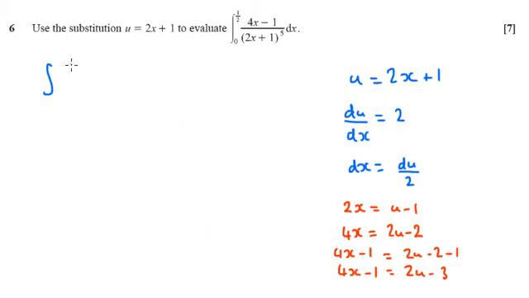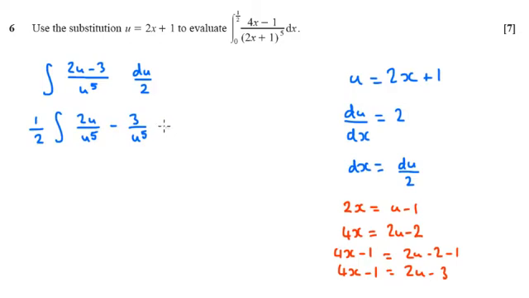So what we can now do over here is write 2u minus 3 over u to the power of 5 times du over 2. I'm going to take that over 2 out of the integral because it's a constant. It just makes things a little bit easier. And the next thing I'm going to do is split those two fractions up. We can tidy that up, we can simplify those two fractions.